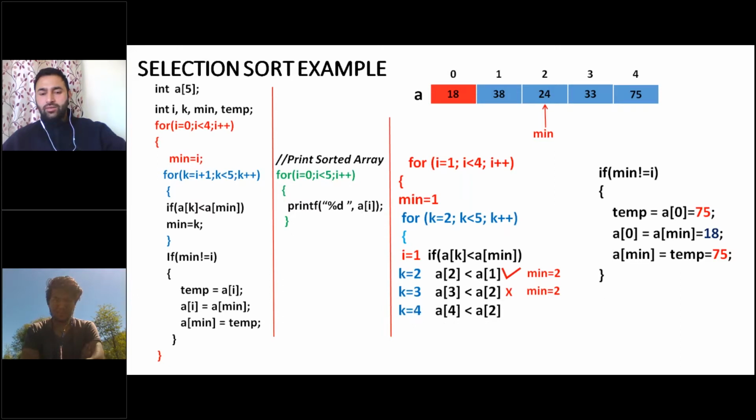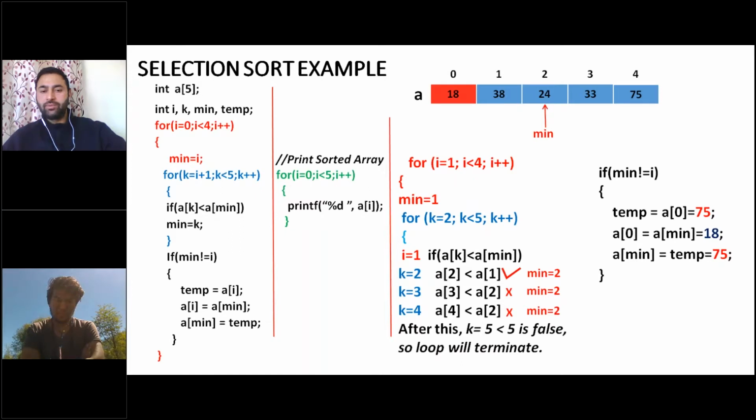Now again, for value of k equal to 4, you will check a of 4 is less than a of 2. This is again false, so minimum will remain 2. After this, loop will terminate because value of k will become 5, and this is false. So you will come out of the loop.